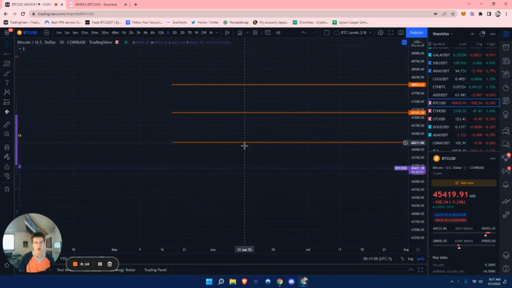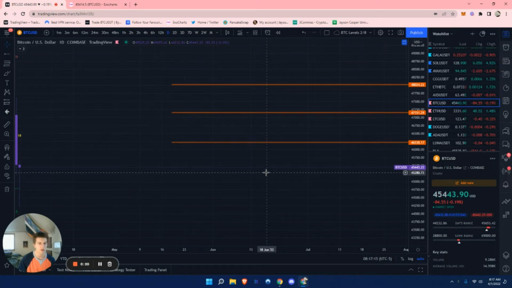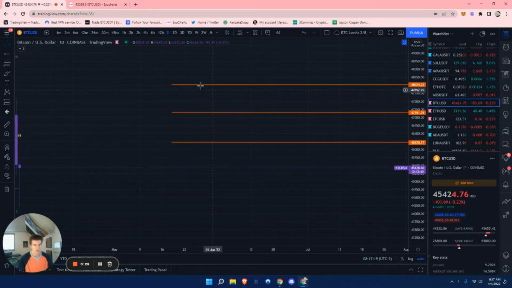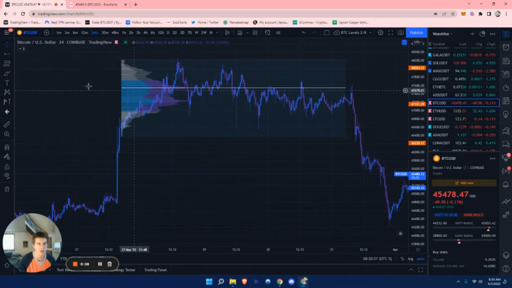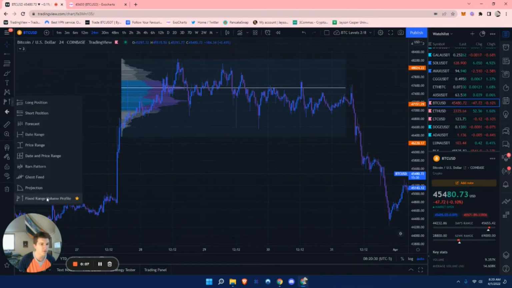Anyways, what it is technically is when the daily open opens below or above the previous day value area. For example, let's say this is a whole day's range, and then we just draw a fixed volume profile for that whole range.